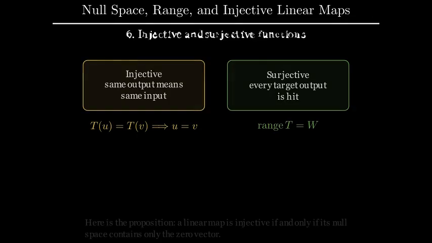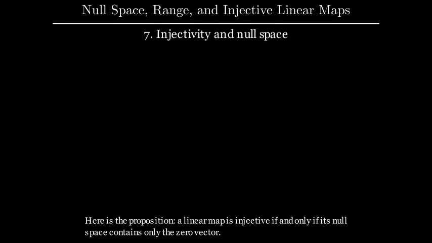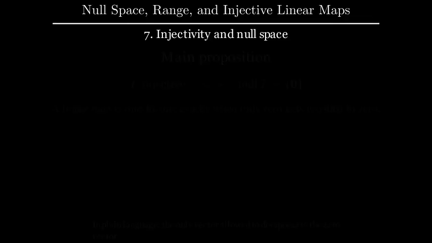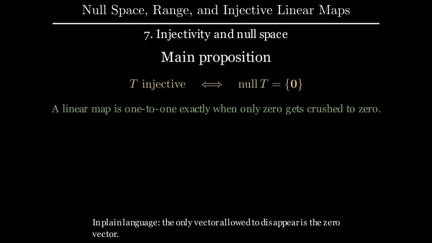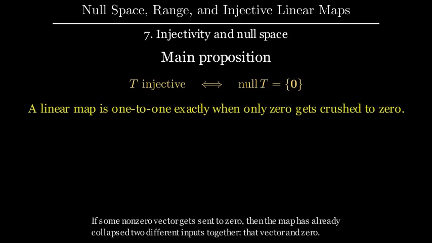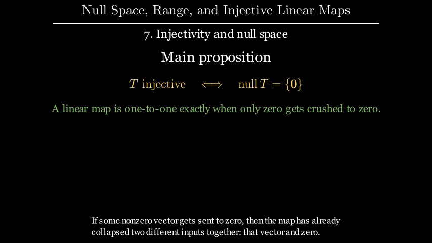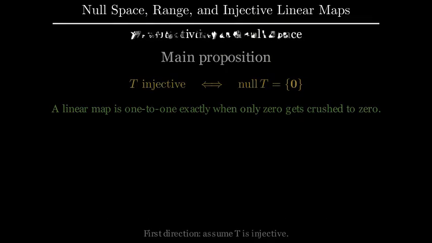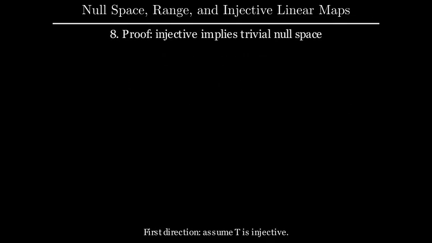Here is the proposition. A linear map is injective if and only if its null space contains only the zero vector. In plain language, the only vector allowed to disappear is the zero vector. If some non-zero vector gets sent to 0, then the map has already collapsed two different inputs together, that vector and 0. First direction, assume T is injective.